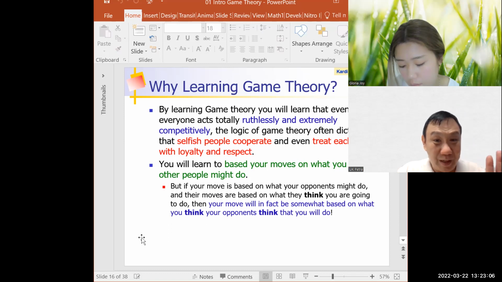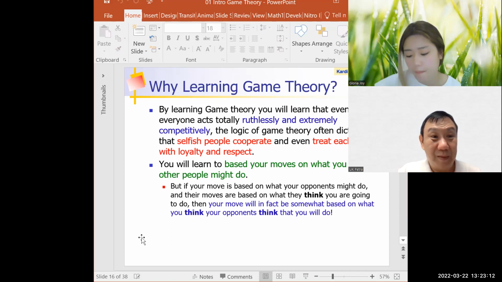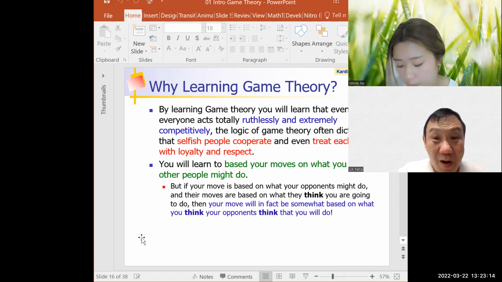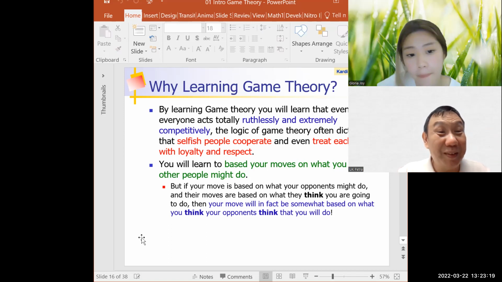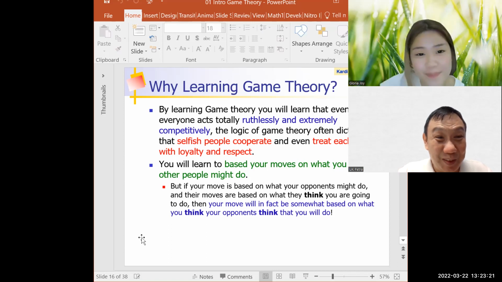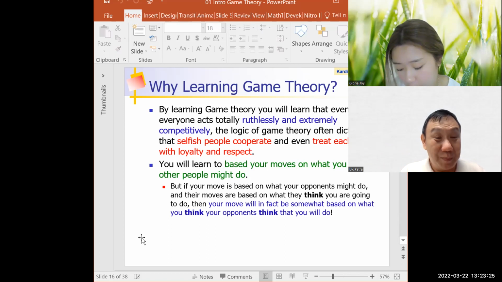So I give this in the beginning so that you will know the philosophy behind it. Cooperation happens because there is self-interest. This is important. It's not just because I do it out of morality and so on. It's not like that. Based on the lesson of game theory, you start to think of others because of your own self-interest. Interesting, right?